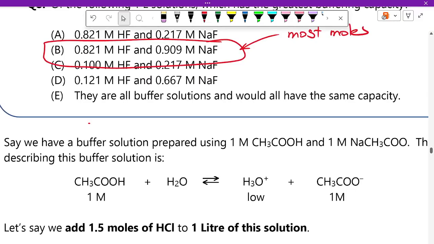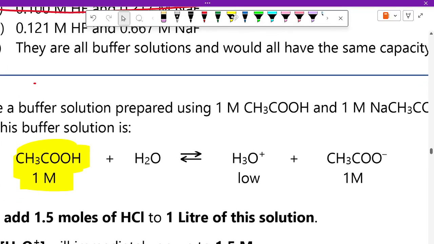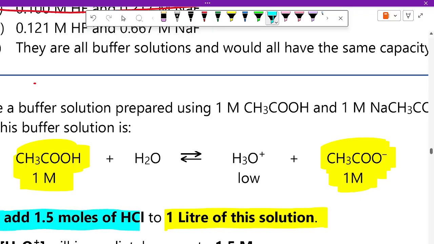So let's say we have a buffer and it is prepared using 1 molar acetic acid, and we also have 1 molar of the conjugate base. Now we have 1 liter of this solution. What's going to happen if we add 1.5 moles of HCl to this 1 liter of this solution?